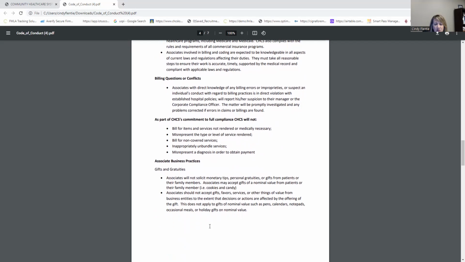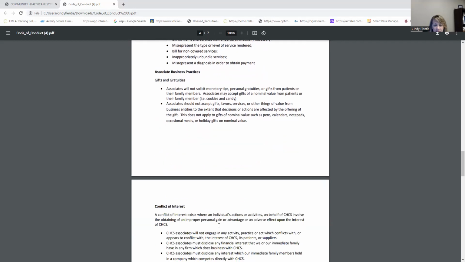We talk about gifts and gratuities, that we do not accept or solicit monetary tips from patients or family members, and we should never accept a gift unless it's something like cookies and candies and different gifts that families or patients may provide at Christmas time and things like that. But sometimes even accepting something as small as a little trinket that doesn't seem like it would have value could have family value. So we just cannot accept gifts from patients and just have to have them understand that.